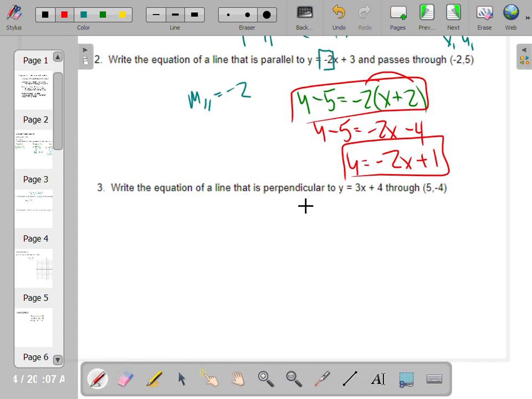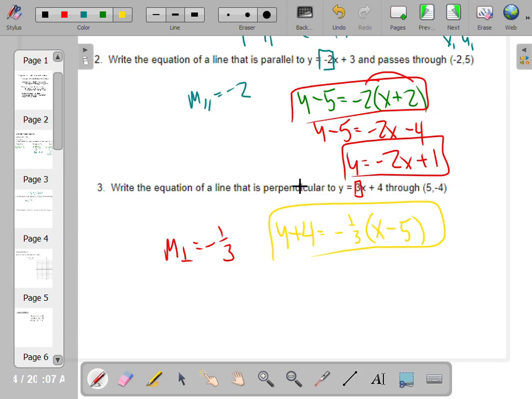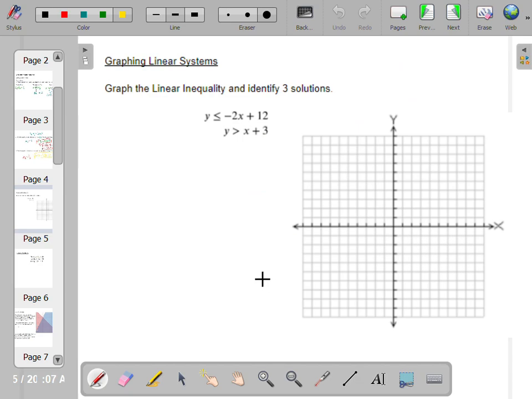Same idea here. Perpendicular, so the perpendicular slope is the opposite reciprocal. The opposite reciprocal of 3 is negative 1/3. So y minus negative 4, which is y plus 4, equals negative 1/3 times x minus 5, and I'm just going to leave it in point slope. If you have to convert it, distribute, subtract 4. That's lines.